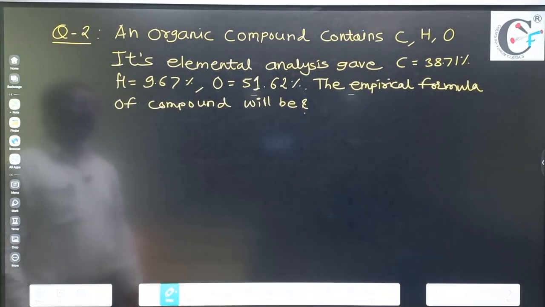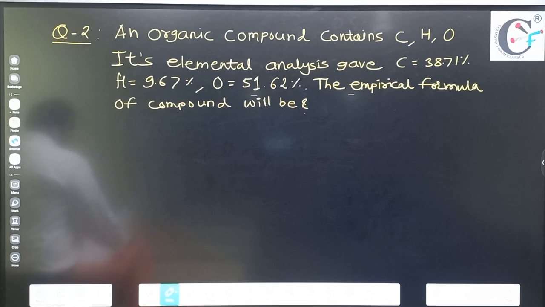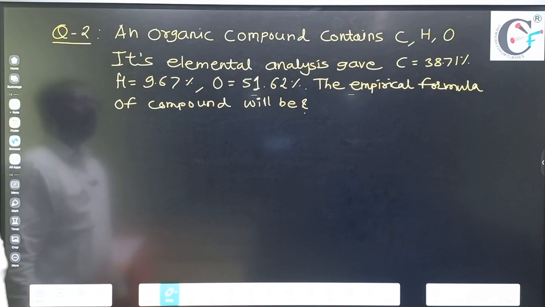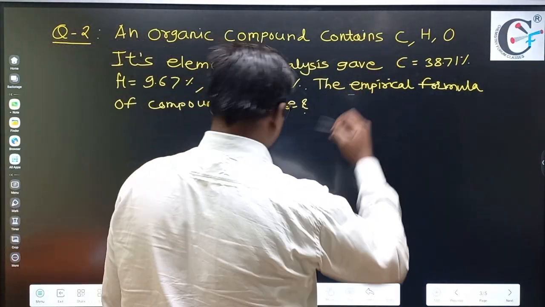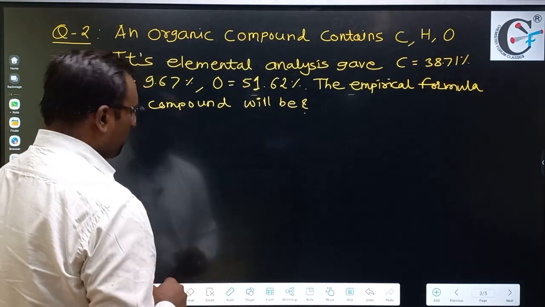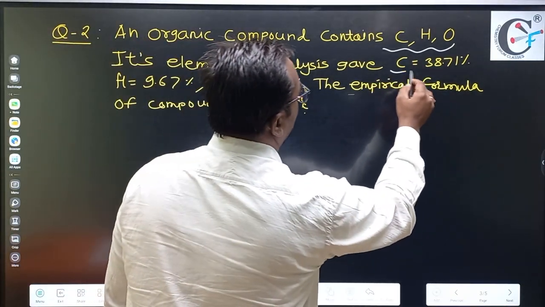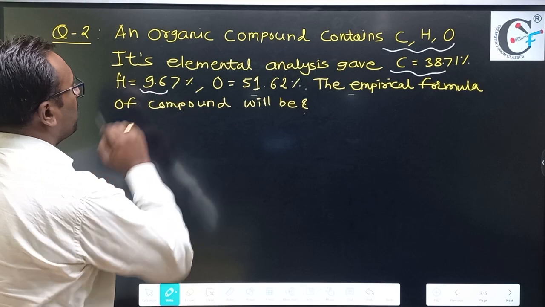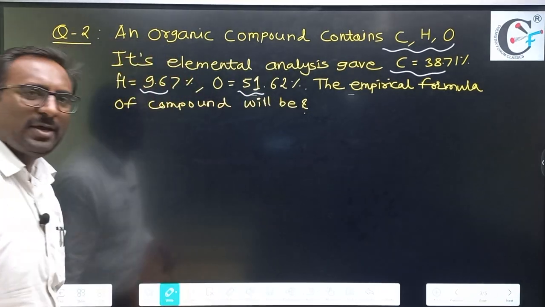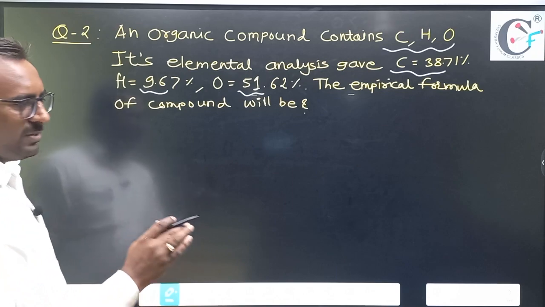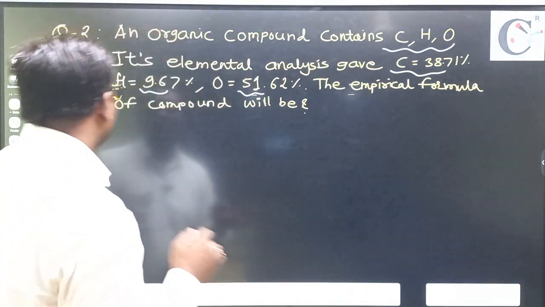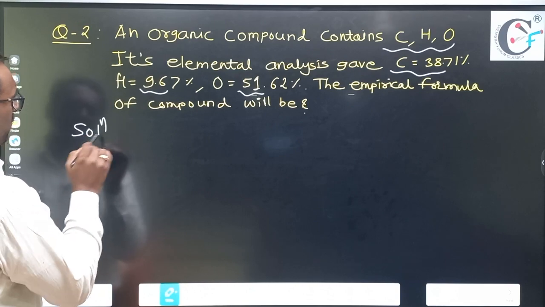Now again one more, we have the same problem. An organic compound contains carbon, hydrogen, oxygen. Its elemental analysis gives carbon 38%, hydrogen 9%, oxygen 51%. The empirical formula will be. So again very simple, we have to calculate only the empirical formula. Just write here solution.